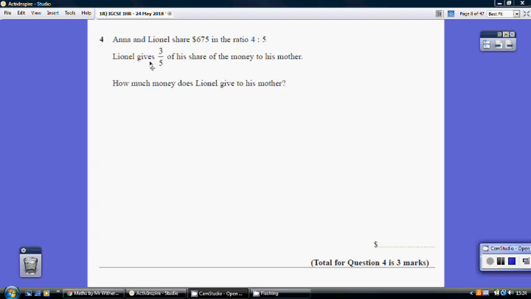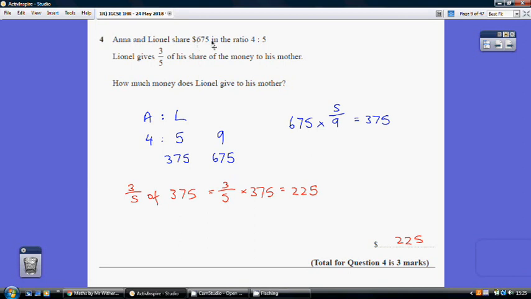Question 4. So we're told Anna and Lionel share $675 in the ratio 4 to 5. Then Lionel gives 3/5 of his share to his mother. And how much does Lionel give to his mother? So start off, let's go and split the 675 in the ratio 4 to 5. So 4 to 5, how many shares is that in total? That's 9 shares in total. So the 9 shares is the $675.